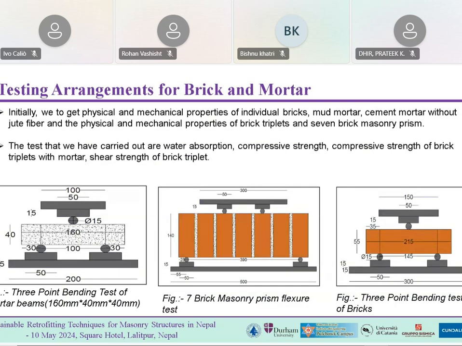These are the testing arrangements. How will we get initial results and final results? The first one is for the mortar beam for a 3-point bending test. The second one is a 7-brick assembly for a 4-point bending test. And the third one is a single brick for a 3-point bending test. This is how we'll get the out-of-plane properties of these brick prisms.